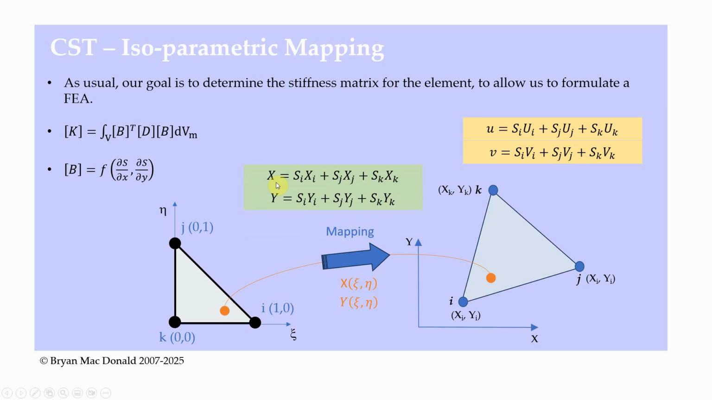So then we can find the coordinate of any point once we know the shape functions and we know the coordinates of the three nodes. So if you look at these two equations here, they're of the same form. We have x is equal to si xi plus sj xj plus sk xk, and again the same replacing x with u. We still have the same format here. So the fact that we're using the same shape functions to do the mapping and also to interpolate displacement within the element means we're using an isoparametric formulation.